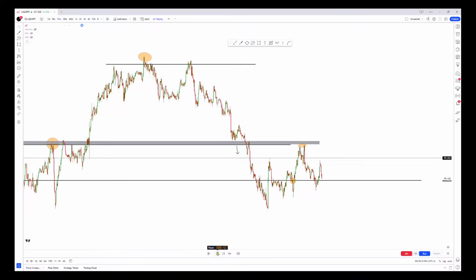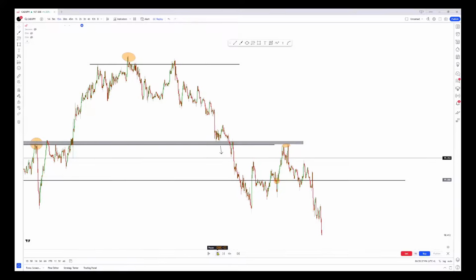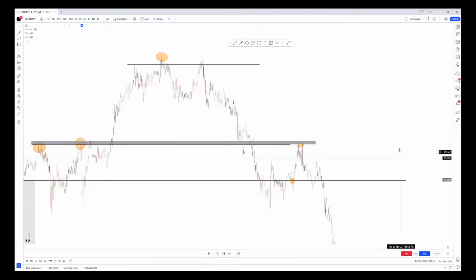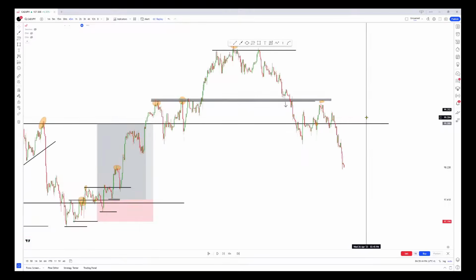Look at that. Price starts to sell. Price starts to consolidate, and then it sells more. So let me go back to 45.